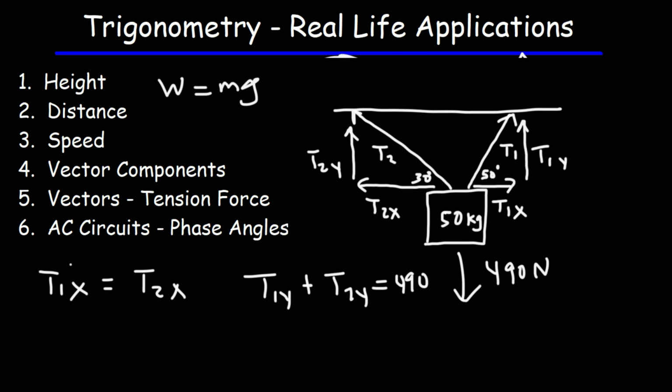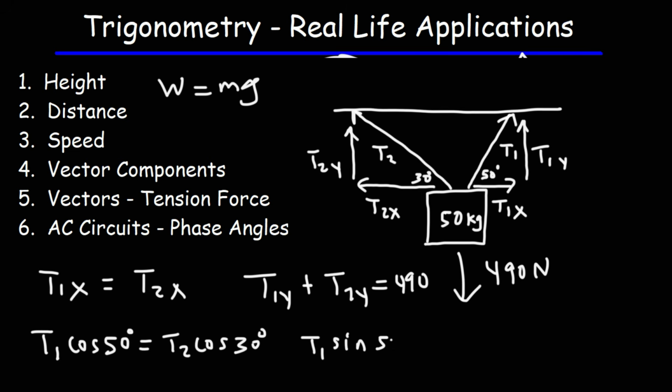Now we can relate T1x and T2x in terms of T1 and T2. So this is where trig is important. T1x is going to be T1 cosine 50. T2x is going to be T2 cosine 30. So now we can relate T1 and T2. T1y is T1 sine 50. T2y is going to be T2 sine 30. And that equals 490.